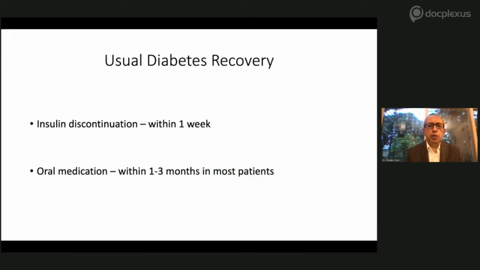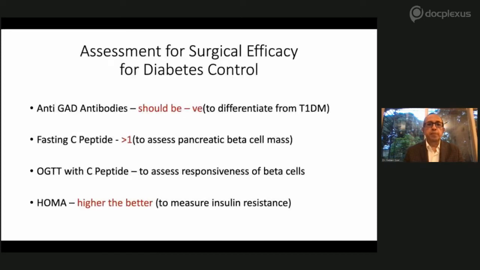And now, how does diabetes improve? Generally, insulin gets discontinued within a week of surgery, and oral medications in most of the patients stop within 1 to 3 months of surgery. This is important because you can tell your patients how it is likely to improve in them.